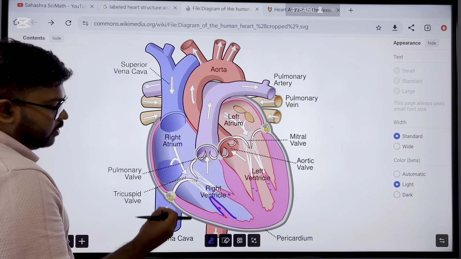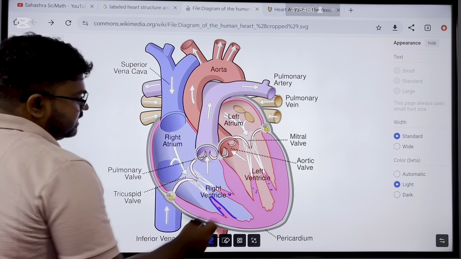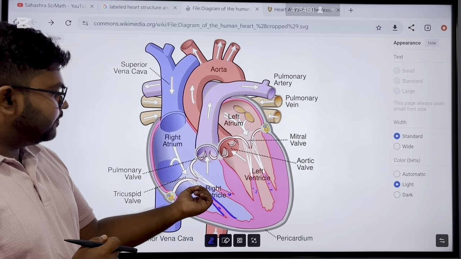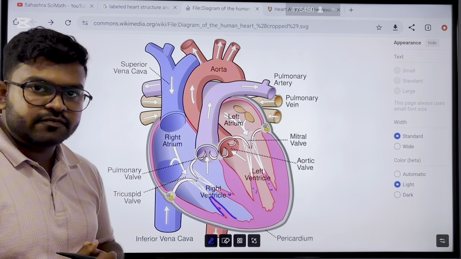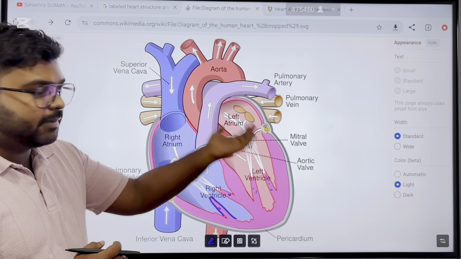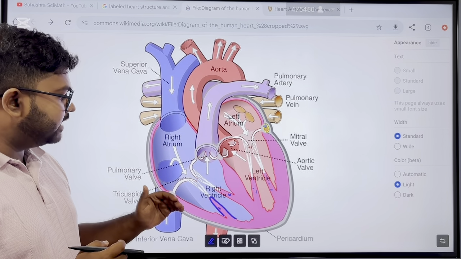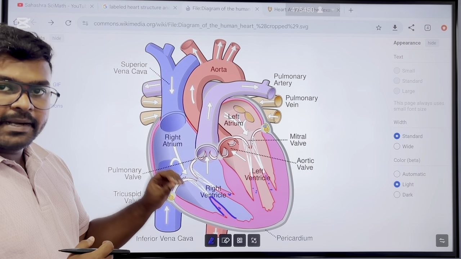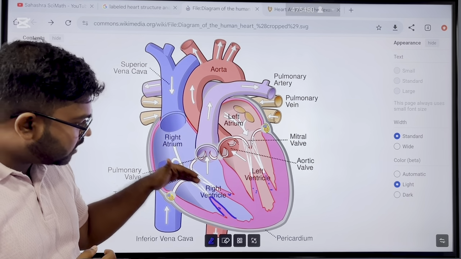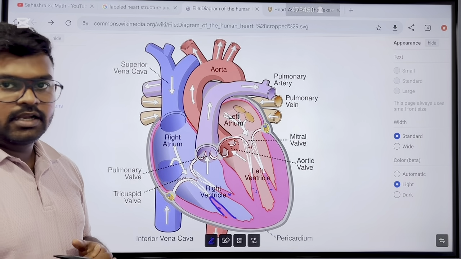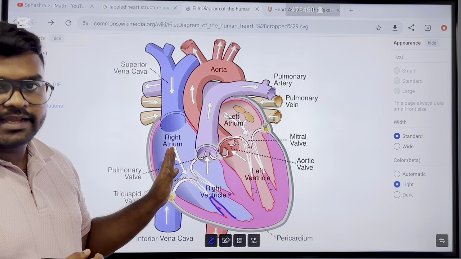Alright, so that is important. These are papillary muscles. These papillary muscles connect the chordae tendineae to the cusps of the tricuspid and mitral valve, which makes sure opening of these valves only occurs into the ventricles, not to the opposite sides.